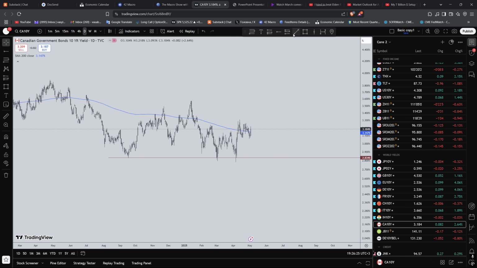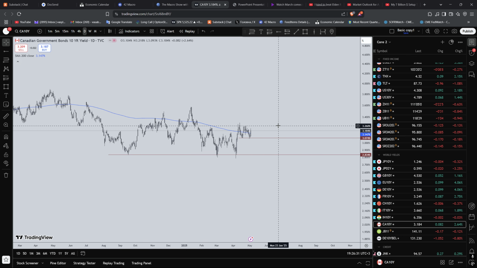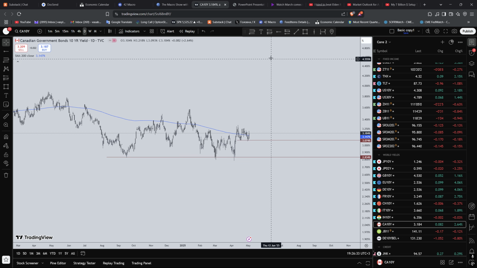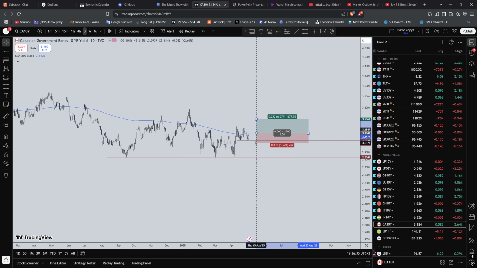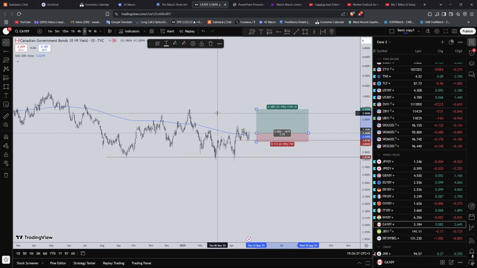And we are positive on the trend and trade basis in the Canadian 10-year. And in the short term, it's also signaling a move higher from here into 3.5.